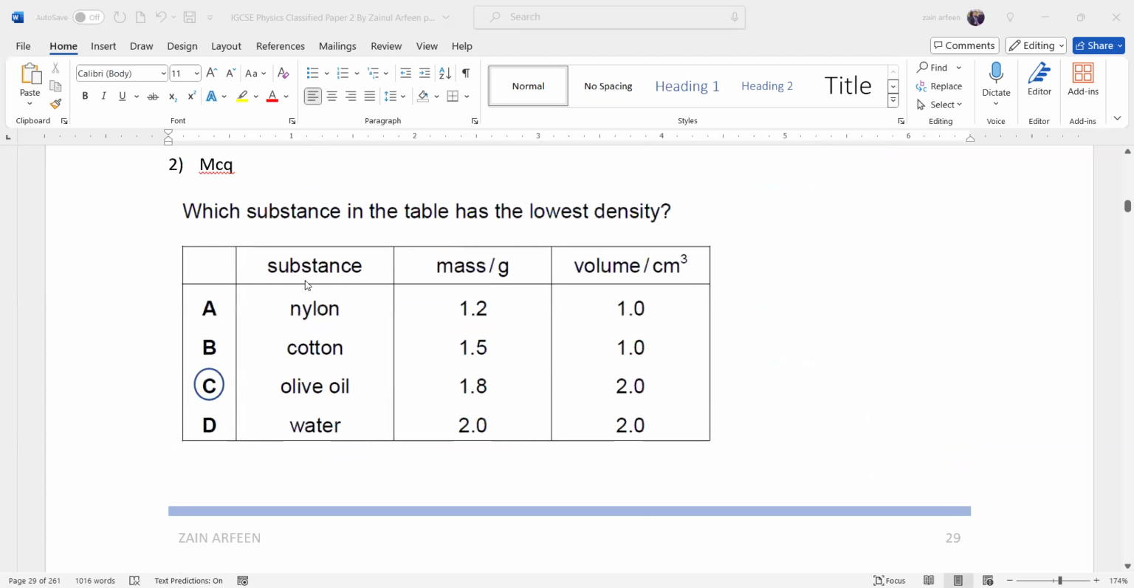In question 2, which substance in the table has the lowest density? To work out the density, what you have to do is mass over volume. So 1.2 divided by 1, 1.5 divided by 1, 1.8 divided by 2, and 2 divided by 2. So this will be 1, this will be 0.9, this will be 1.5, and this is 1.2.